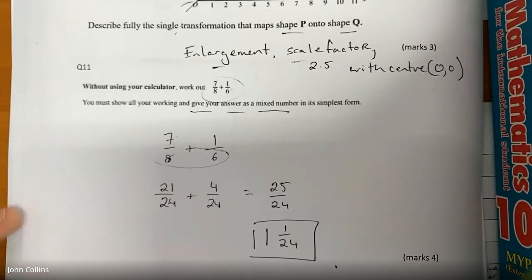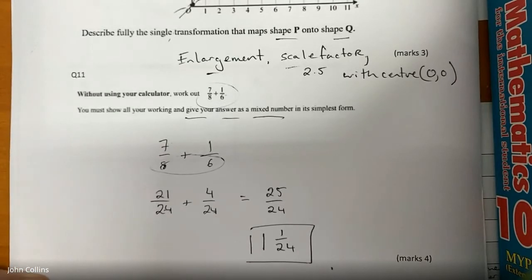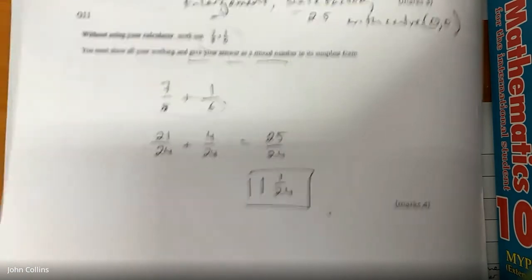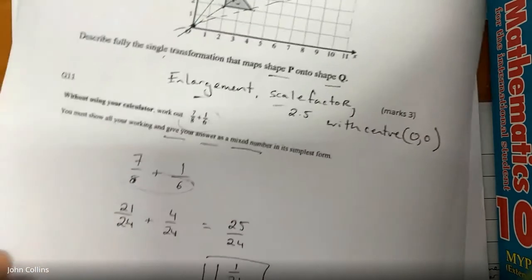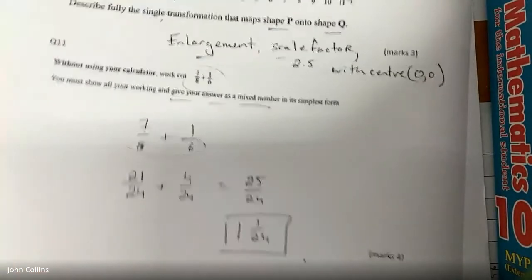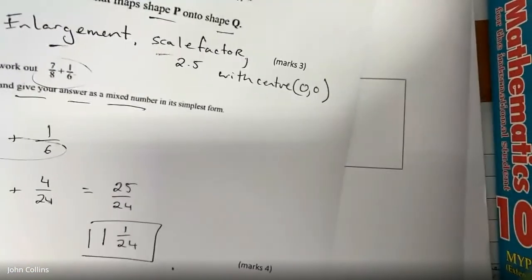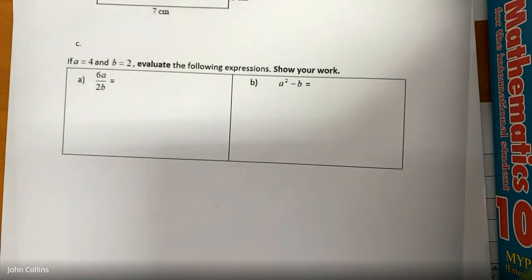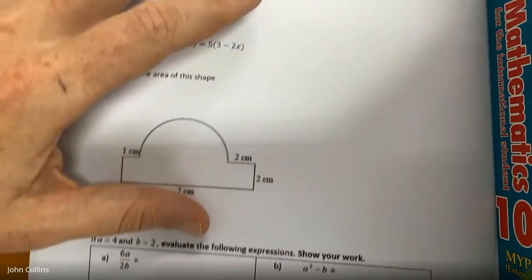Okay, Matthew, you need to simplify that. And so do you, Akil. Yeah, you need to simplify. Okay, you did simplify. All right. So that was another page, 7 marks, 3 for that, 4 for that. Okay, on to the last question.